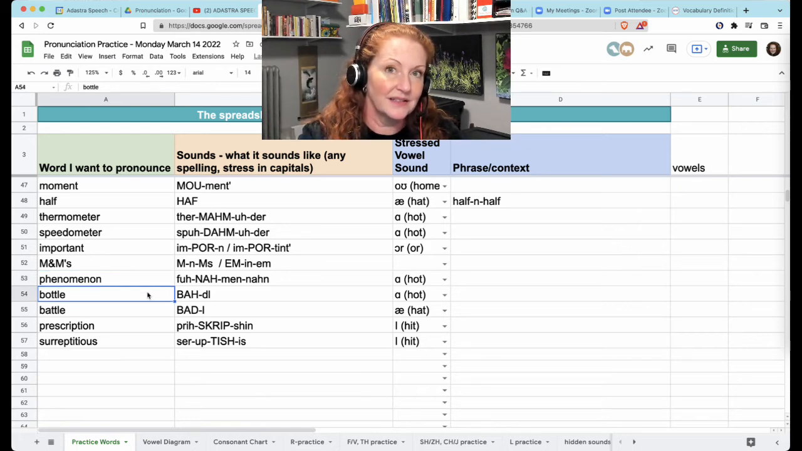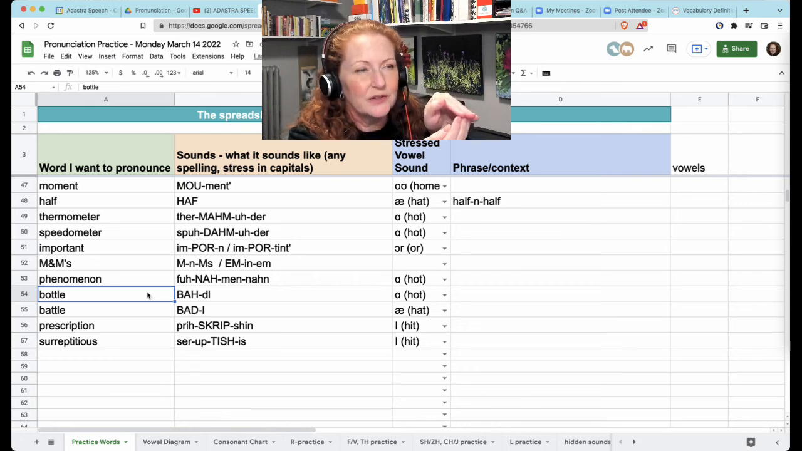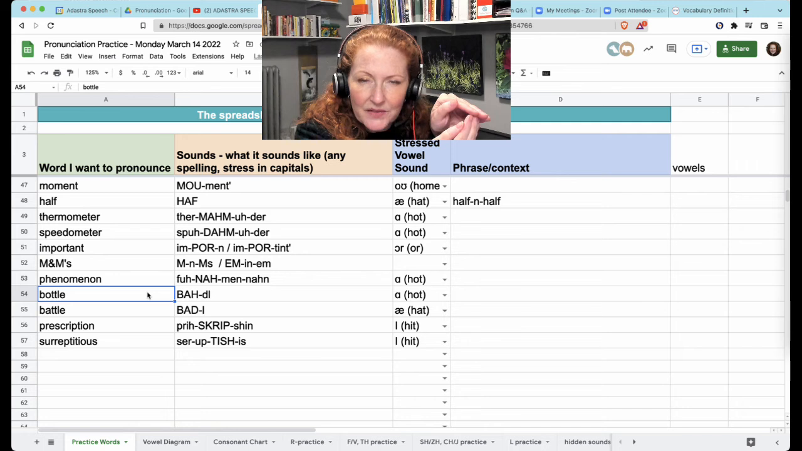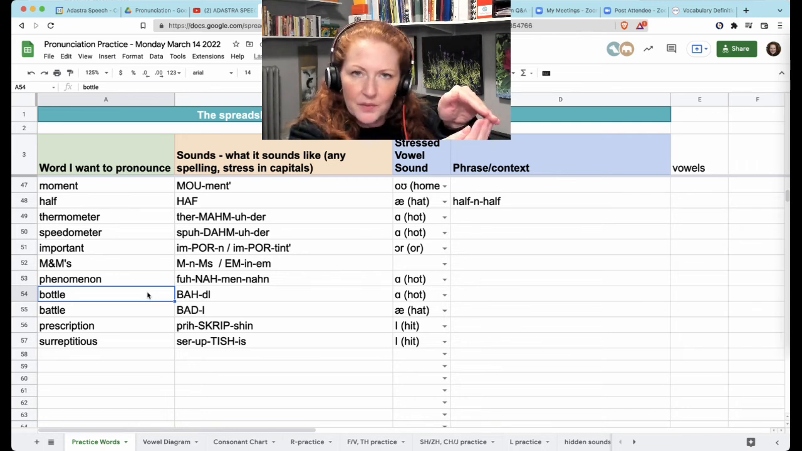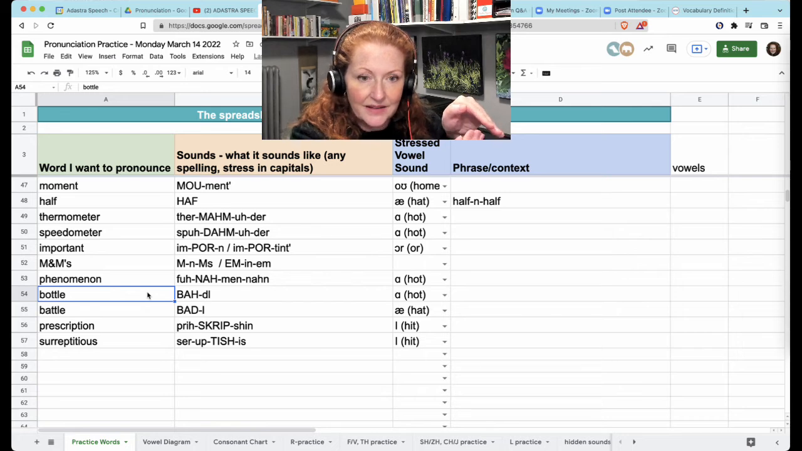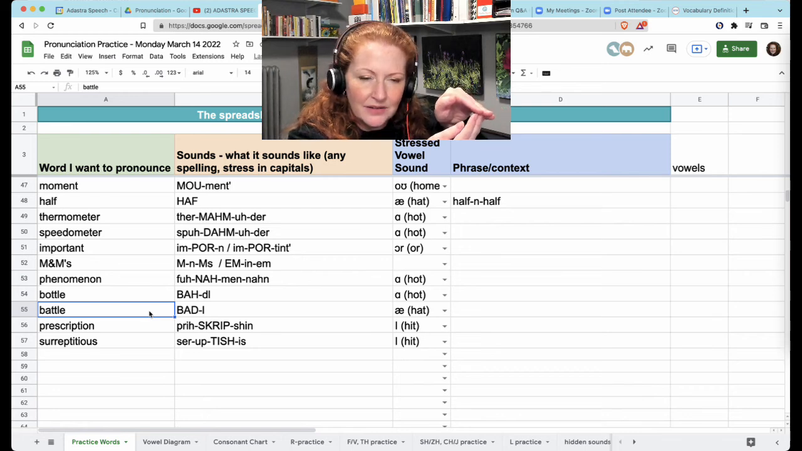Bottle, when you say dull, you can keep your tongue in the DL position. I quickly pull it down and make bottle. You can hold it in the front and make the sides make an L. But it's just easier to make a very quick little dull. Don't leave too much time between the D and the L. Bottle. Baddle, baddle.